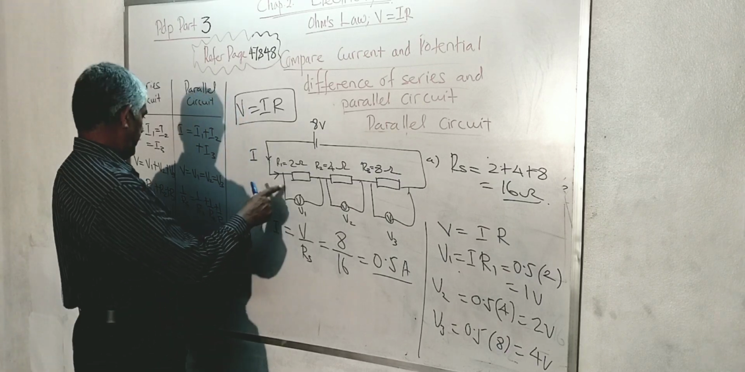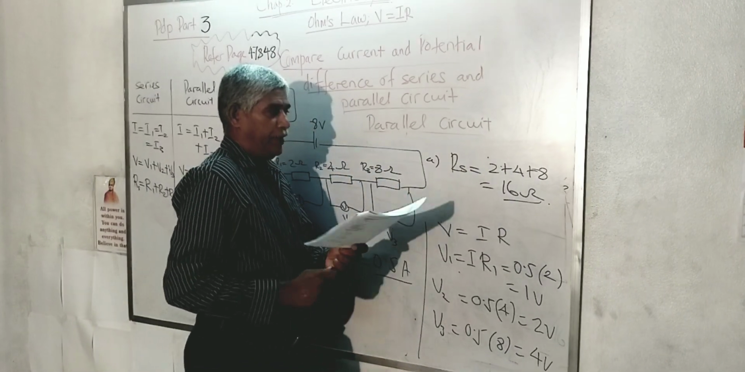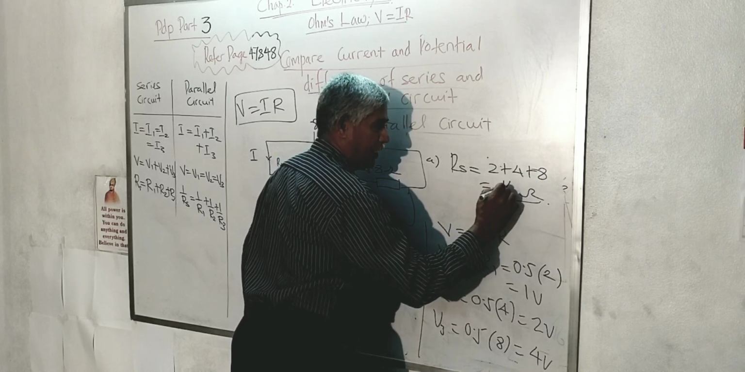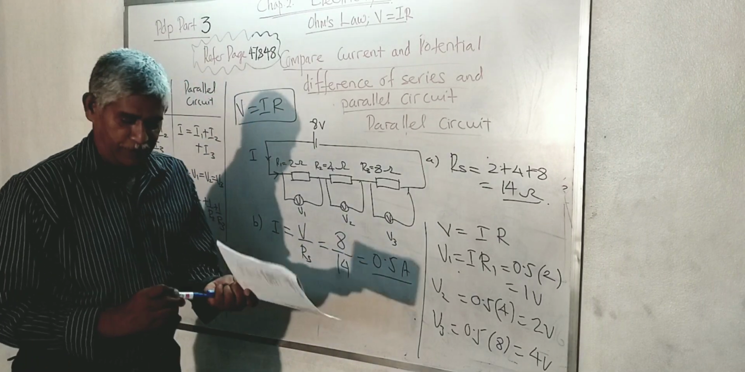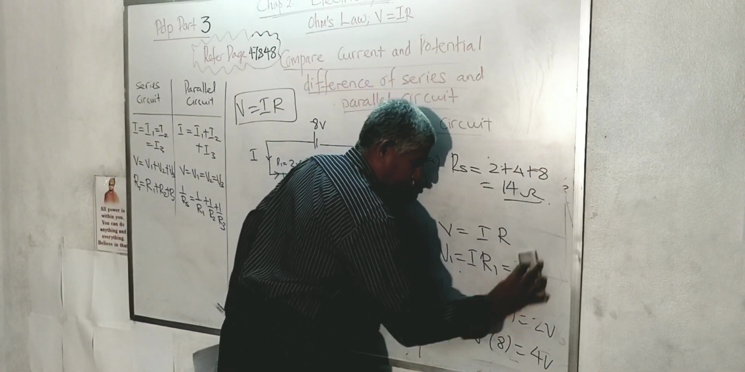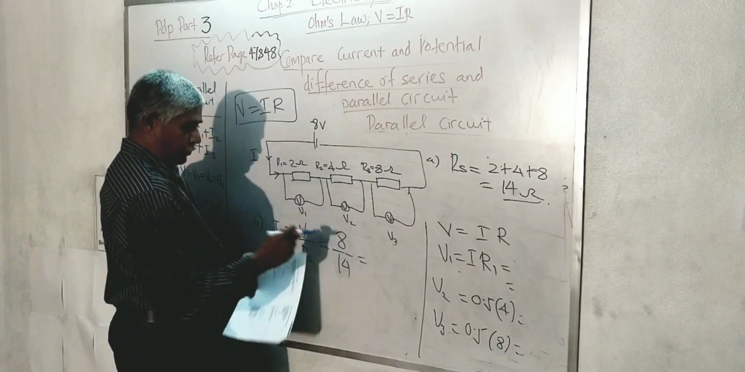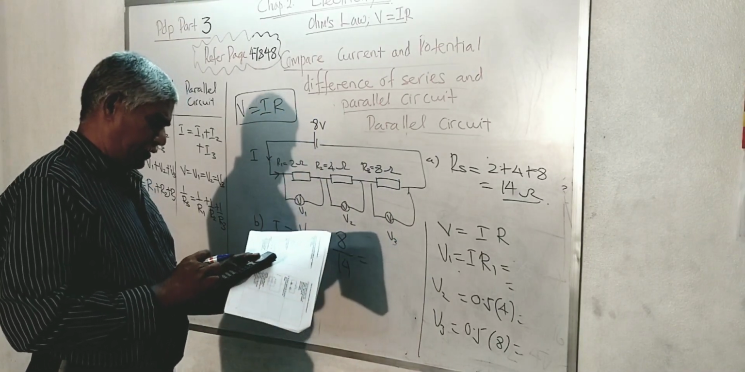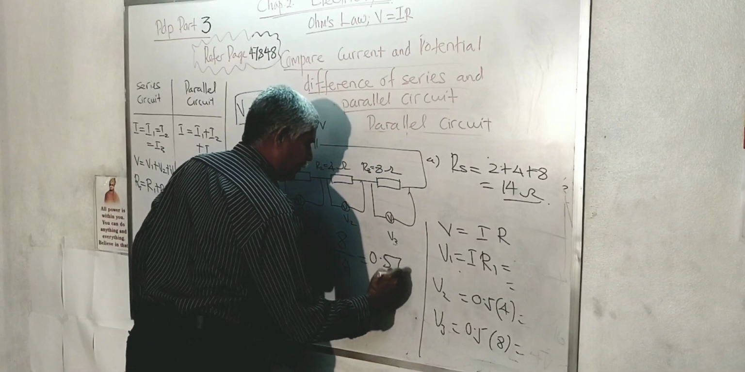Oh sorry, I made a mistake, excuse me. 2 plus 4 is 6, 6 plus 8 is 14, correct. So 8 over 14. Sorry about that. So we have to redo it because I made a mistake in the current value. The current is 8 divided by 14, that is 0.57 ampere.